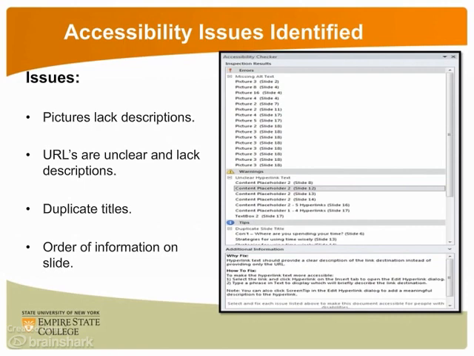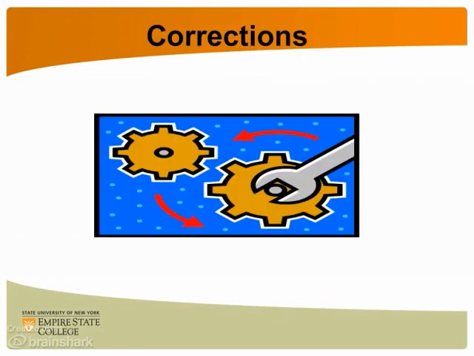I will read the list of issues identified. The first issue pertains to the lack of descriptions for my pictures. The second addresses my links as being unclear and missing information. The third identifies identical titles. And the last issue highlights the order of the information on the slide as being out of order. Let's look at how to correct those issues.